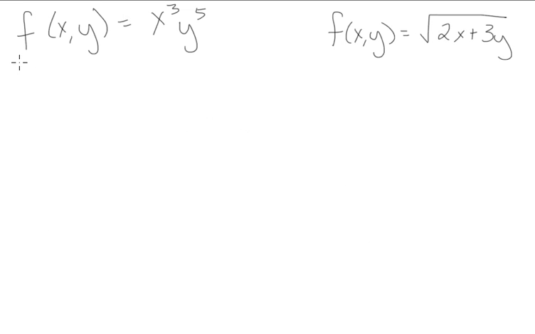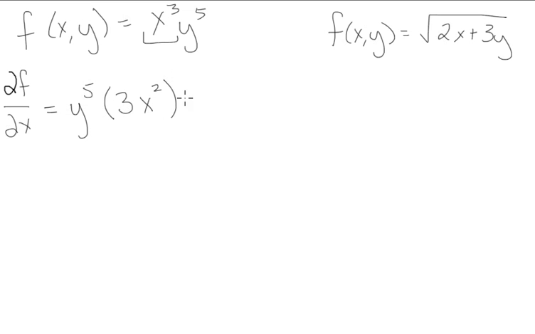All right, so I'll take the partial derivative here with respect to x. I'm treating y as a constant, so that y to the 5th power just stays out front because it is multiplied by an x, but it's just like a number that's sitting there. I take the derivative of the x term, I get 3x squared. I can move my constant out front, and I'm done.